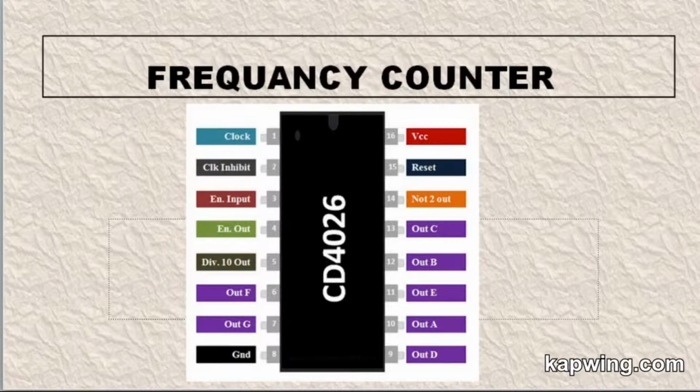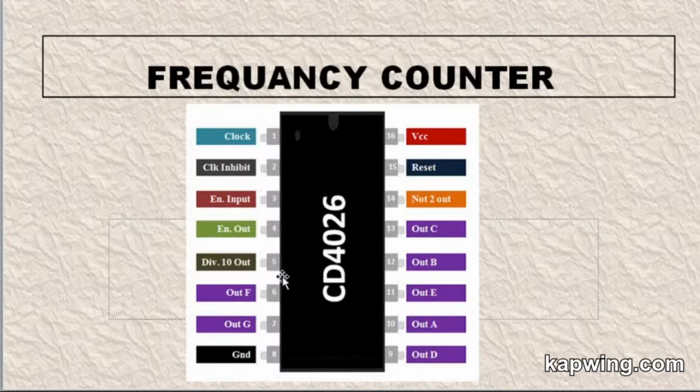As you can see from this diagram, it has 16 pins. Each pin has its own function. The first one is the clock. The counting only happens when this clock is high. The second one is always connected to ground, in order to enable the clock. The third pin should always be high in order to enable the output from A to G. The fourth one will also always stay high.